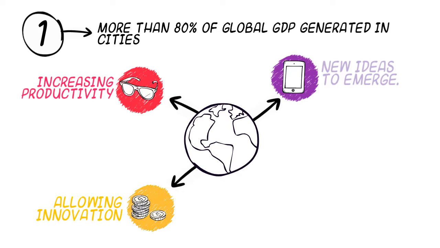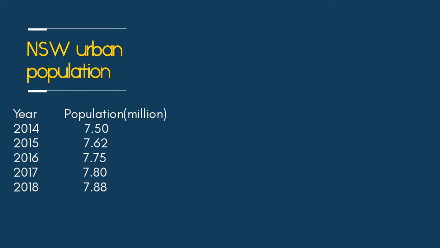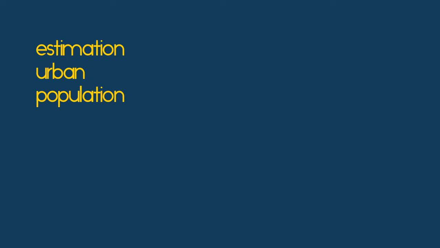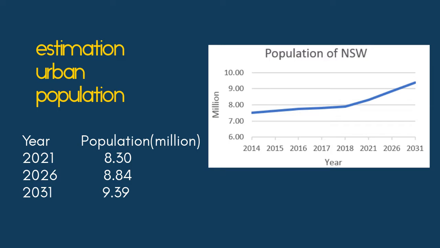Human capital improvements have the most robust impact on economic growth, evidenced through an increased number of highly skilled workers. This is the information we collected from the New South Wales population website. In the past 5 years, the population did not increase very fast. It only increased 380,000. But the New South Wales government estimates the population will increase 430,000 after 3 years, and 1 million after 8 years. As we know, the population is increasing faster and faster.